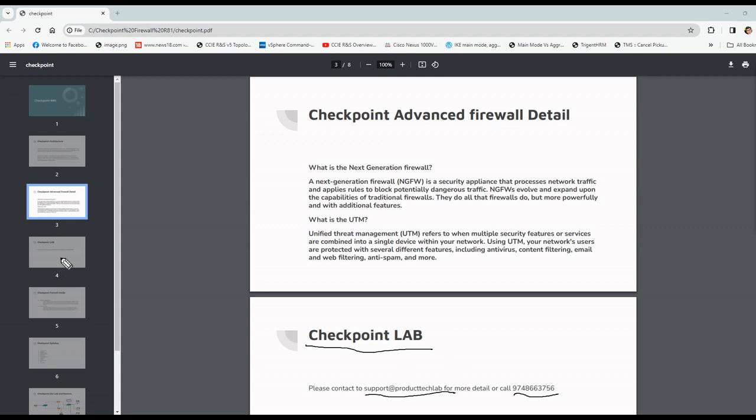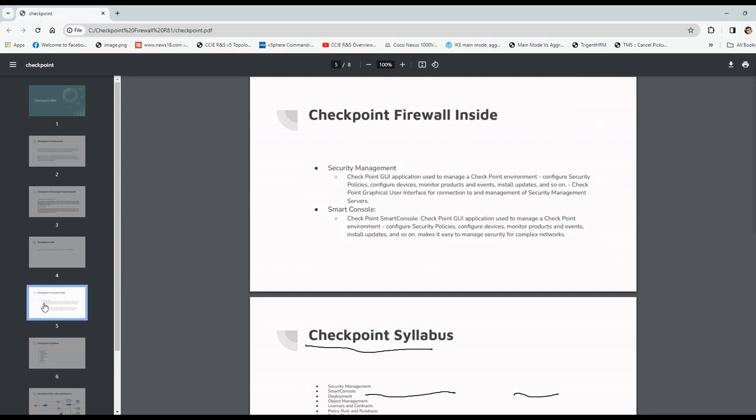Next is number three, checkpoint firewall inside, and there are a few things there. One is security management, which is very important, and smart consoles. All the policies and those things we can convert to the smart console. The smart console pushes the policy. It is a checkpoint GUI-based tool, and you can put security policies over this configuration, configure the device, and monitor products and events also.